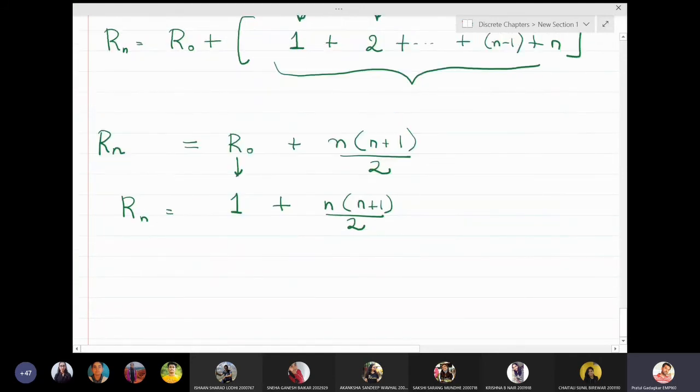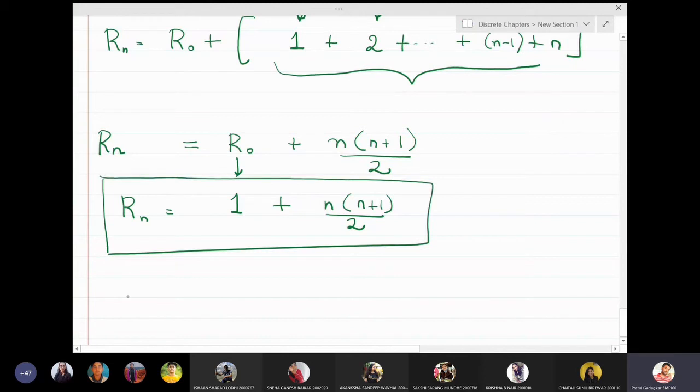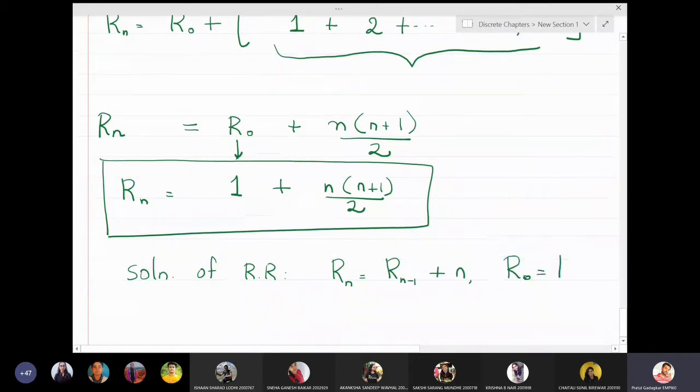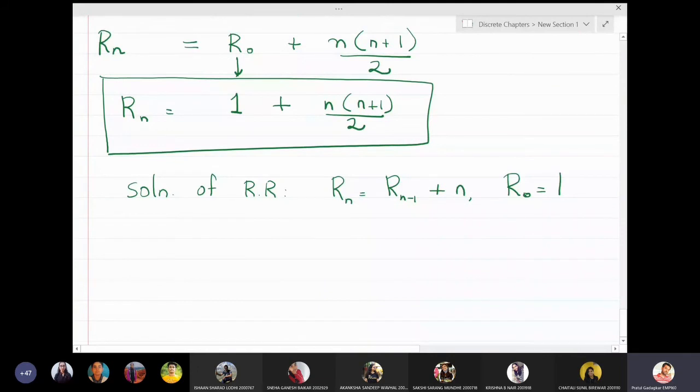And so this is actually the solution of the recurrence relation. What is the recurrence relation? The recurrence relation is Rn equal to Rn minus 1 plus n, with the initial condition R0 equal to 1. So now you can simply put n equal to any value.